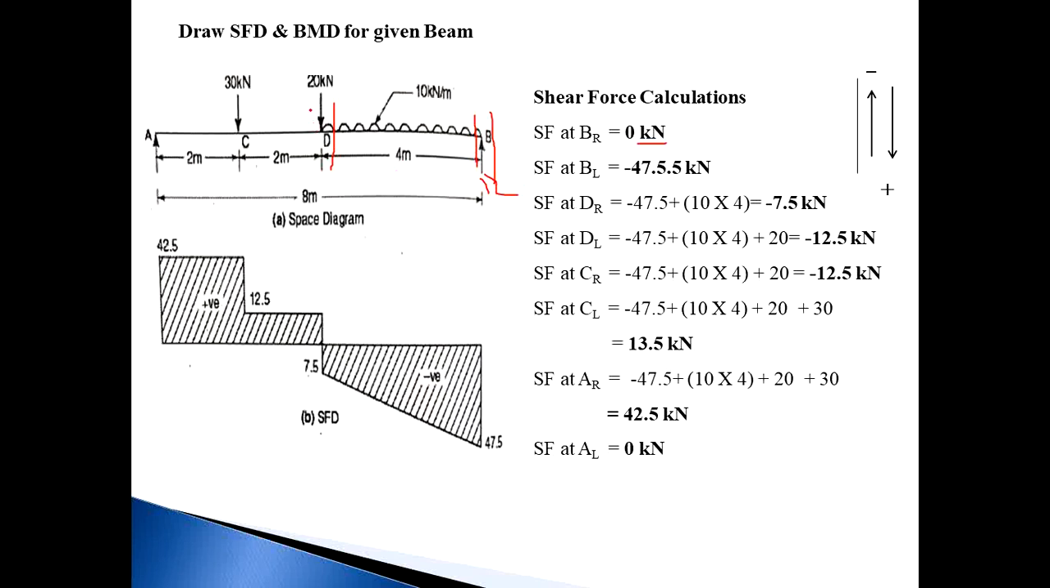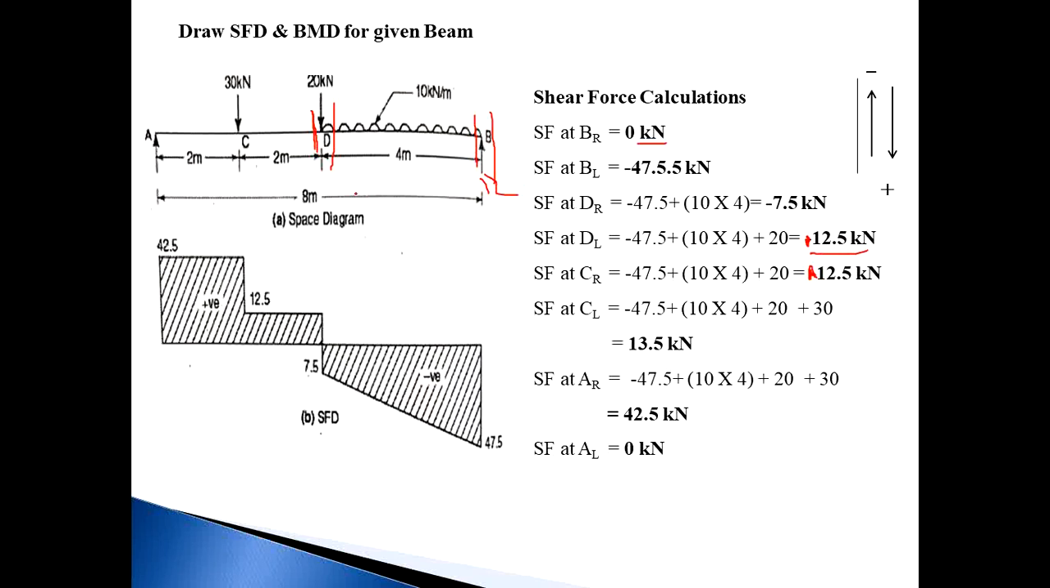So minus 47.5 plus 40 is minus 7.5. Then next, mark a section just to the left of D and consider the right side of this section. The forces now are the first RB, second the UDL, and third the 20 kilonewton. Upward force is minus and downward force is plus. So minus 47.5 plus 10 into 4, that is the UDL, plus 20. The answer is plus 12.5.